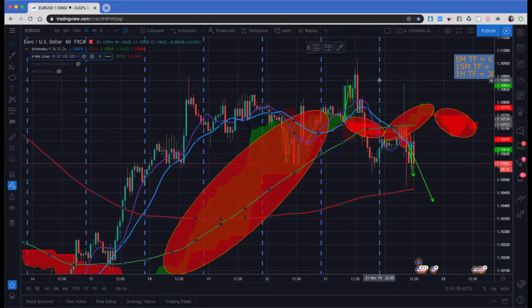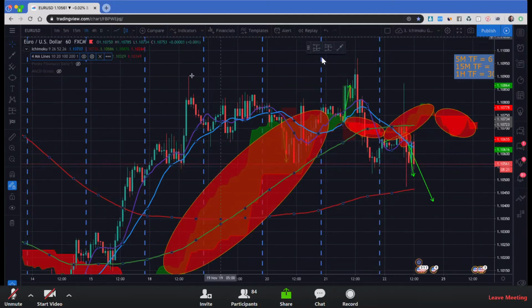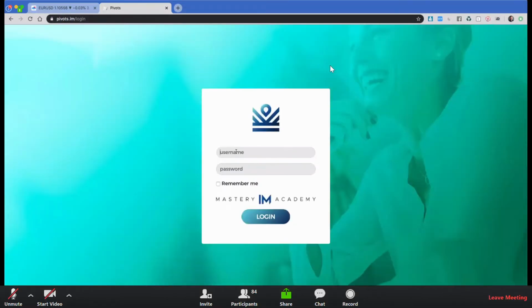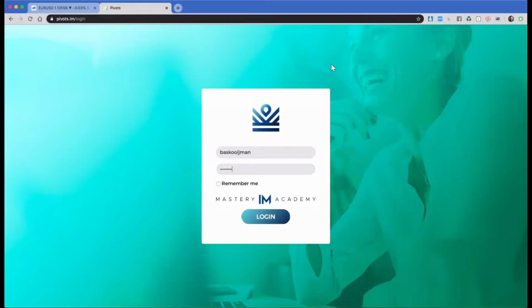So the 4 MA lines, if you don't see it, you can ask for it. Otherwise, again, what I just said is search for moving average and find one. All right. So I'm going to log in on the pivot scanner, showing you guys the stuff there, because this is the tool for exits.